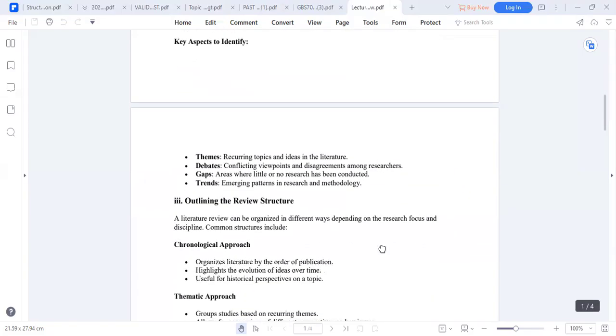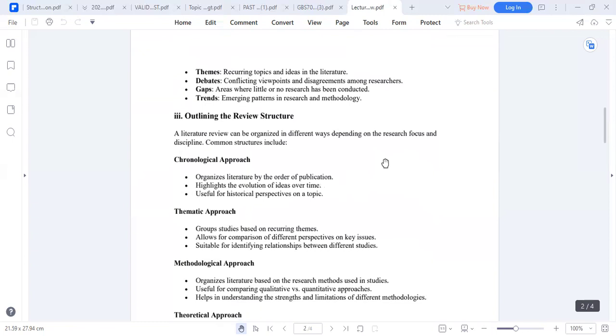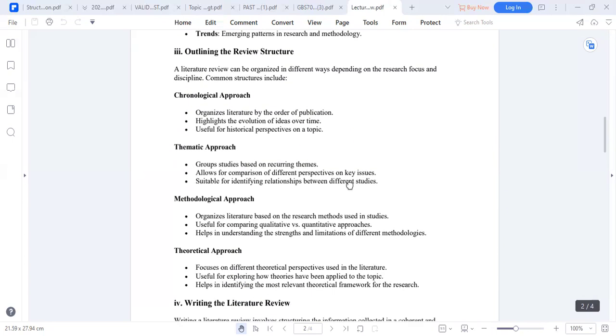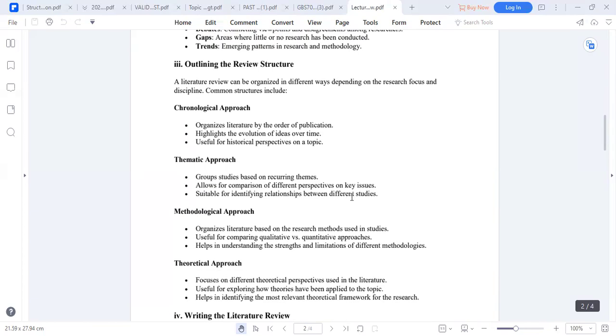Then step number three, you need to outline the literature review itself. We can use any of these four approaches. Chronological approach, where you organize literature based on the order of publication, which one came first. We need to highlight the evolution of ideas over time. This is how computers came between the period of so and so, and later on we evolved. So that's chronological order. This is useful when you're dealing with historical perspectives of a topic.